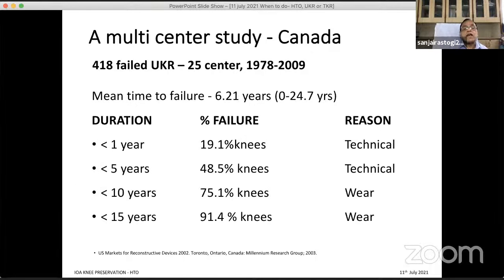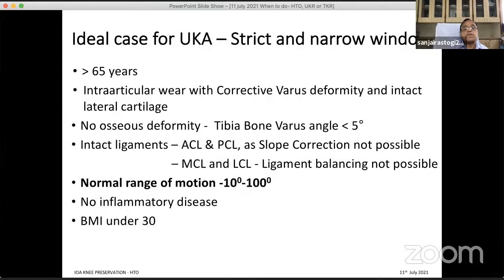Another multi-centric study done in Canada, where 418 patients were evaluated from 1979 to 2009. The mean failure time was 6.2 years. The early failures were because of technical reasons, while late failures were because of wear. So we have to understand that we have to be very careful in deciding the right type of patient.